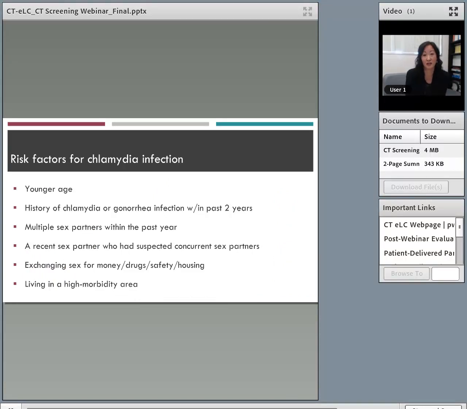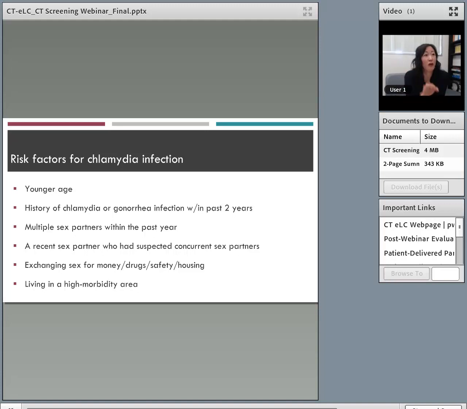Okay, so remember I promised you that I was going to talk to you about what the risk factors were, because when we talk about screening older women, which is women 25 years of age and older, and they say screen people at risk, what are the risks? Well, age is certainly a factor, but for people who are 25 and older, if you're trying to figure out whether they should be a candidate for screening: have they had chlamydia or gonorrhea in the last 2 years? Have they had more than one partner in the last year?